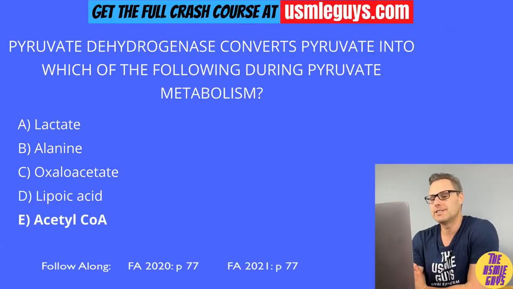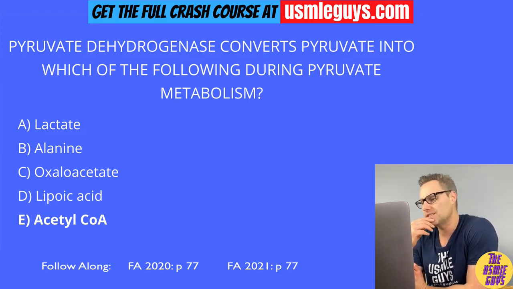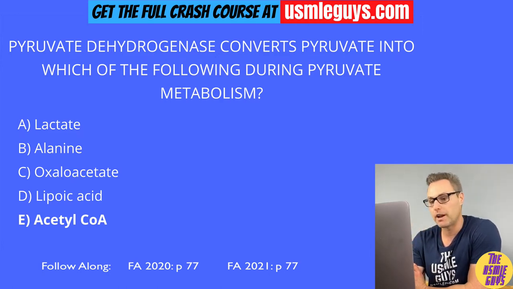The correct answer here is E. So remember that the fate of pyruvate is to either be converted into alanine via ALT or lactate via LDH, both of which occur in the cytosol, or into oxaloacetate via the pyruvate carboxylase enzyme, or into acetyl-CoA via the pyruvate dehydrogenase enzyme. Both of those steps would occur in the mitochondria.